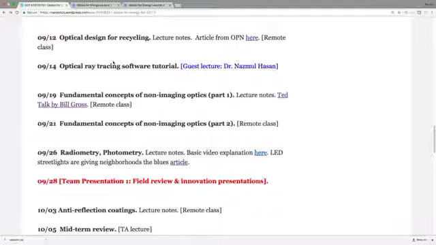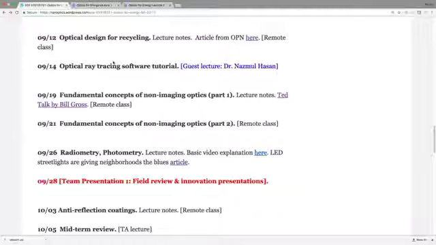Then September 19th, we'll talk about non-imaging optics, as I mentioned before, and there are two parts to the lecture. September 21st. Then September 26th, we'll talk about radiometry and photometry, which is basically applying non-imaging optics and figuring out how to measure different things about sunlight or light in general for lighting. And of course, lighting is a very important part of the energy landscape, as I mentioned before. So we'll talk a bunch about that. And then that's where your first presentation is, which we'll talk about in some detail. But the idea is to do a review of your field that you pick for your project and some innovation presentations. I'll talk about what that means.